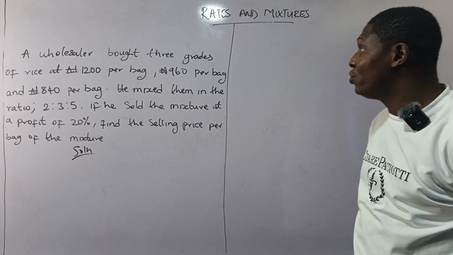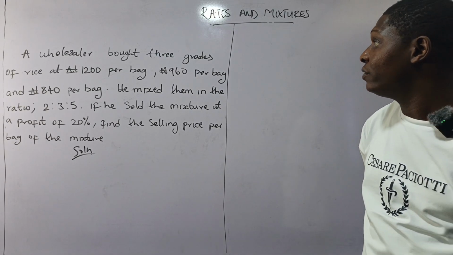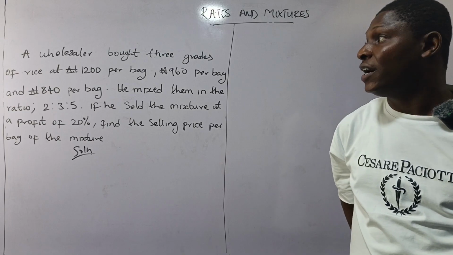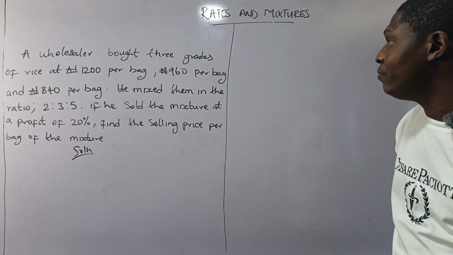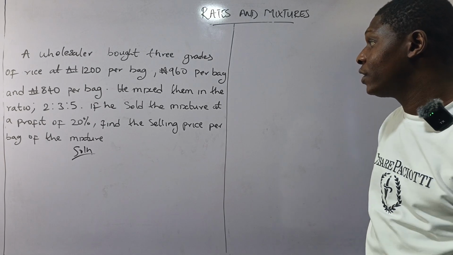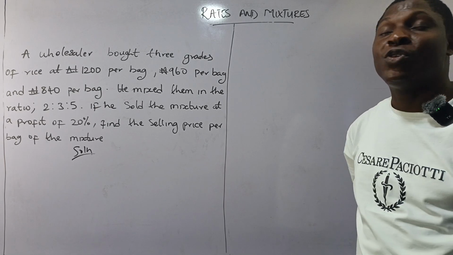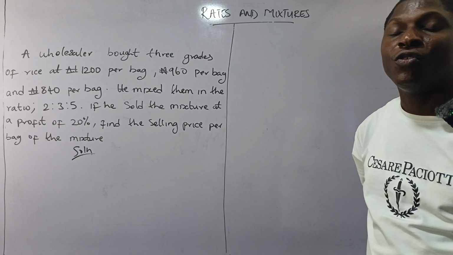A wholesaler bought 3 grades of rice at 1,200 naira per bag, 960 naira per bag, and 840 naira per bag. He mixed them in the ratio 2:3:5. If he sold the mixture at a profit of 20%, find the selling price per bag of the mixture.